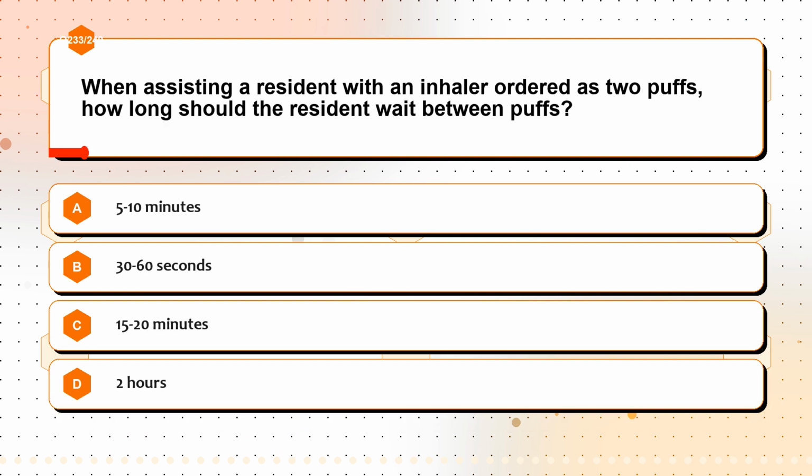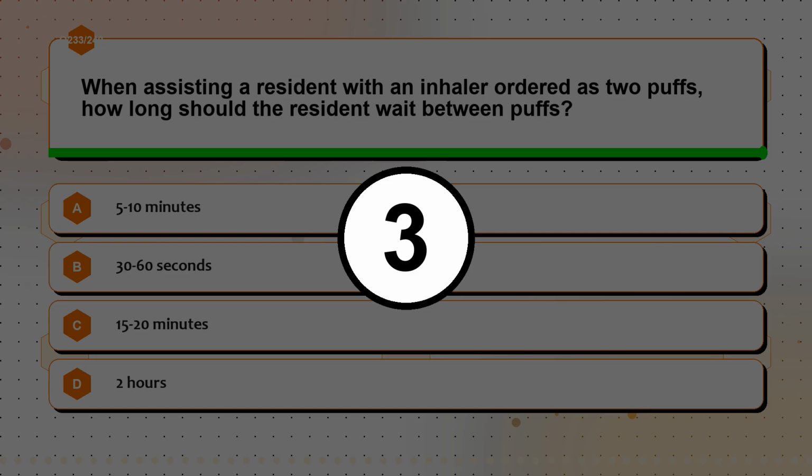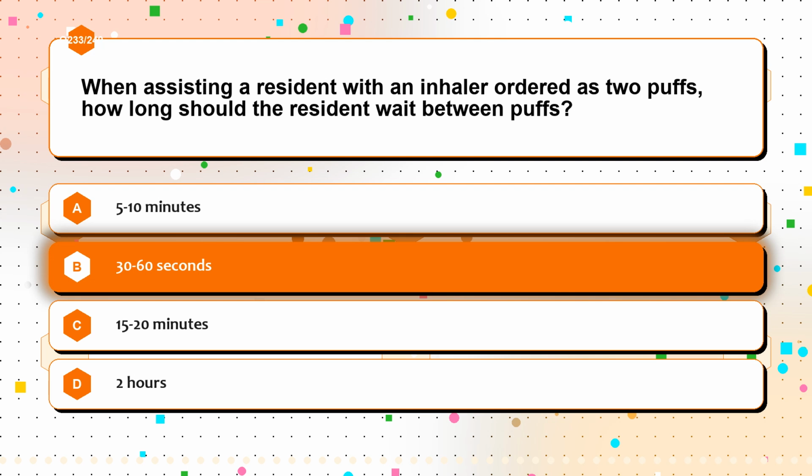Question 233. When assisting a resident with an inhaler ordered as 2 puffs, how long should the resident wait between puffs? Here are the options. Option A, 5-10 minutes. Option B, 30-60 seconds. Option C, 15-20 minutes. Option D, 2 hours. The correct answer is option B, 30-60 seconds.